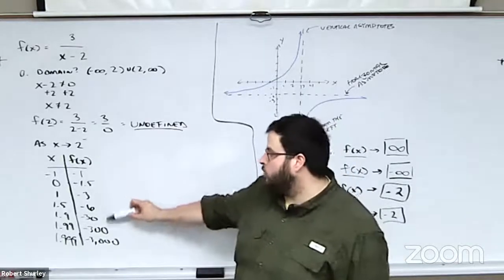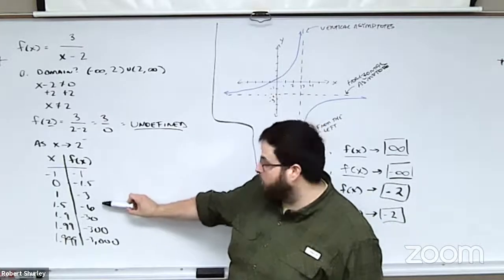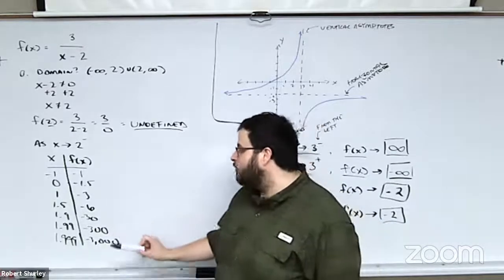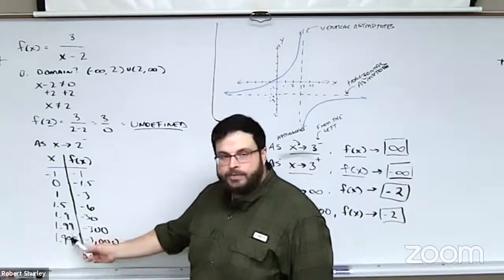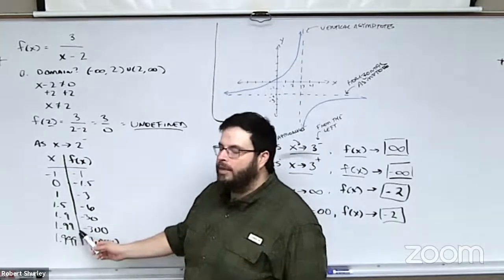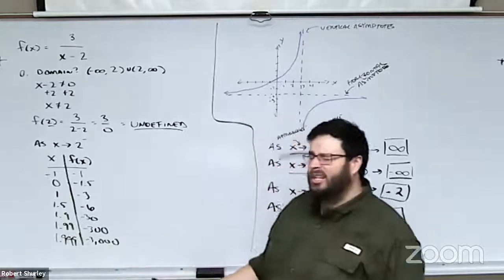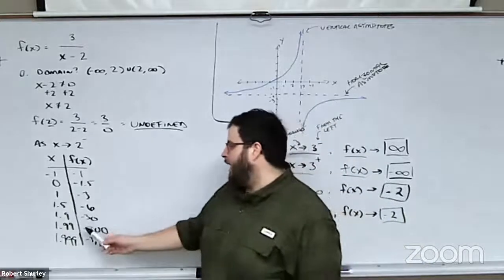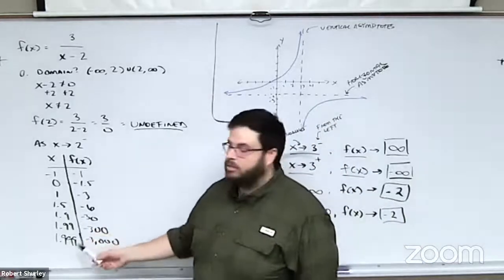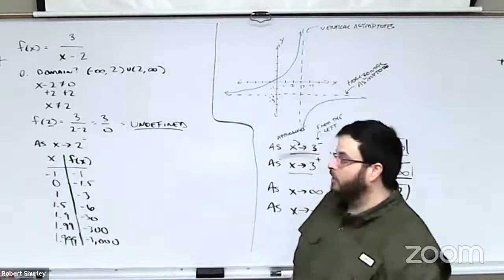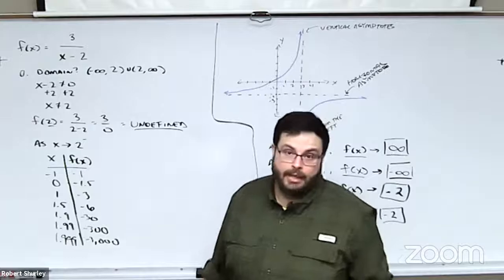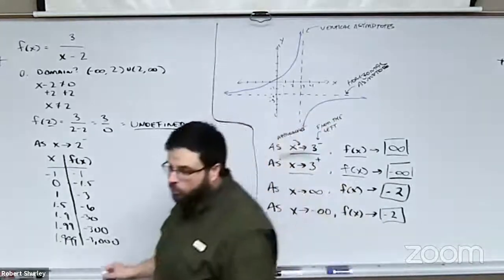So look, it went negative 1, negative 1.5, negative 3, negative 6, negative 30, negative 300, negative 3,000. Look, this was a little bitty jump here. 1.99 to 1.999 is a 0.009 jump on the x-axis, but on the y-axis, it was a 2,700 unit jump in the negative direction. So kind of crazy there.